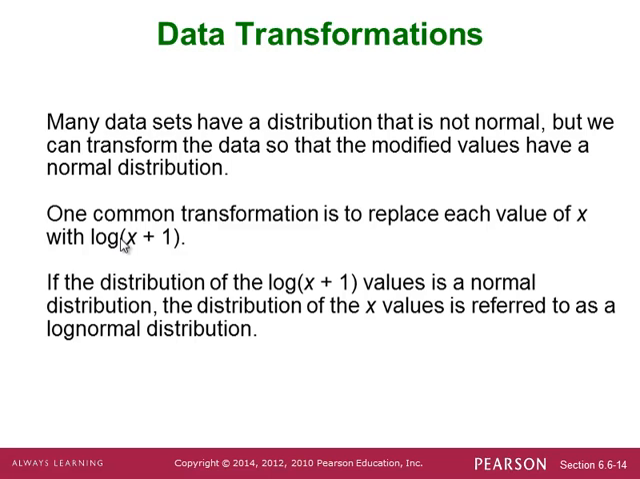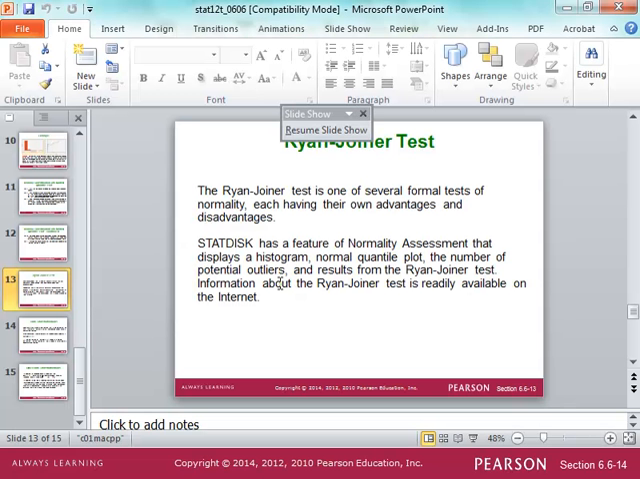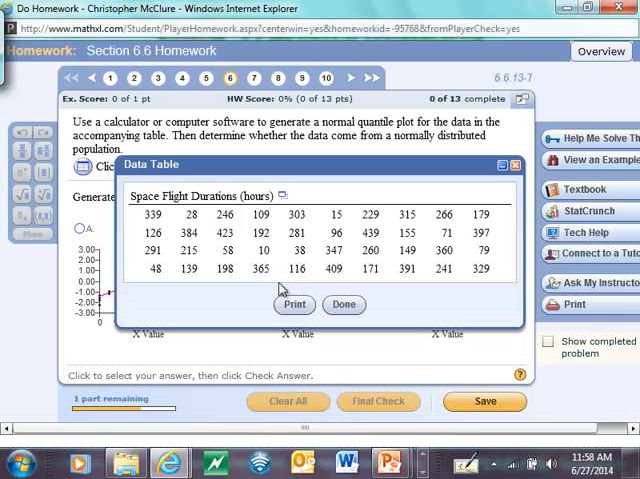And then determine whether your new set of numbers, which are the log of x plus 1, is now normal, and it should be, if it wasn't already. And if that is the case, that your new set of numbers is normal, then you'd have a log normal distribution. So how do you do that?